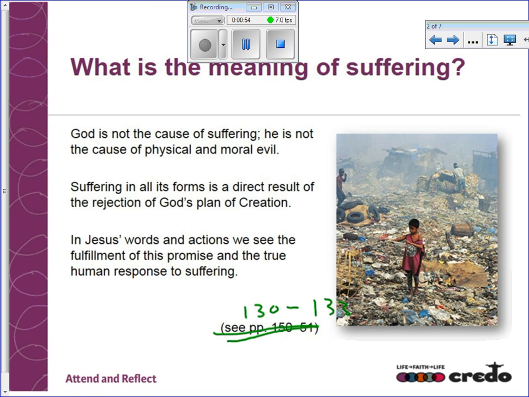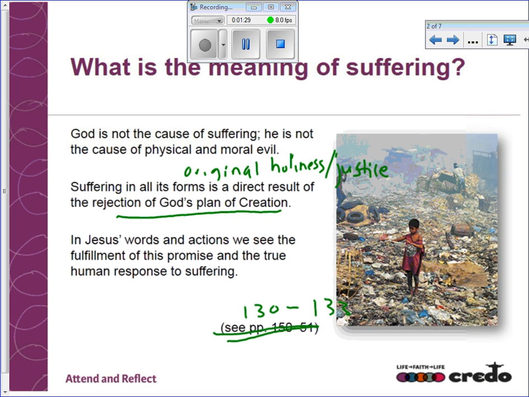And this is sort of a review for us because we covered these ideas in Chapter 2, but what is the meaning of suffering? And as we know, God is not the cause of suffering because he's not the cause of physical or moral evil. That comes as a result of our rejection of God's plan for creation. Remember, in the beginning, we were in original holiness, which meant we lived and shared in God's divine life. In other words, we didn't die, and original justice. That meant we lived in harmony with one another and creation.